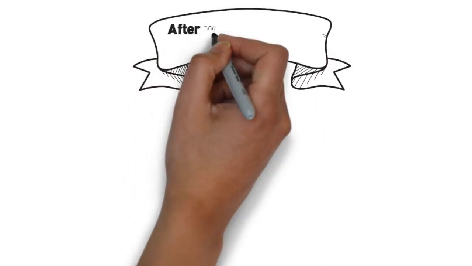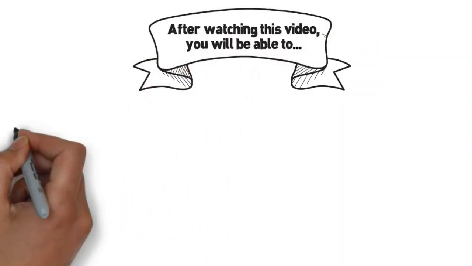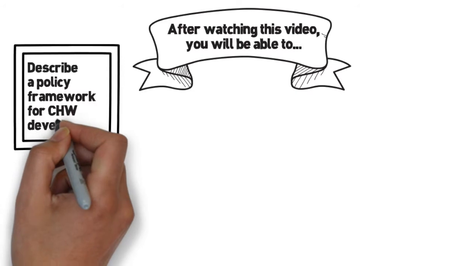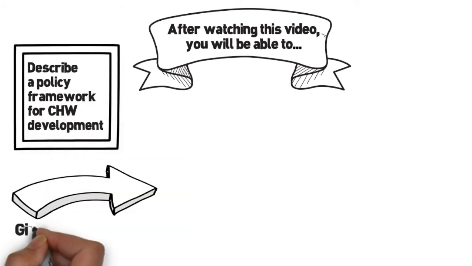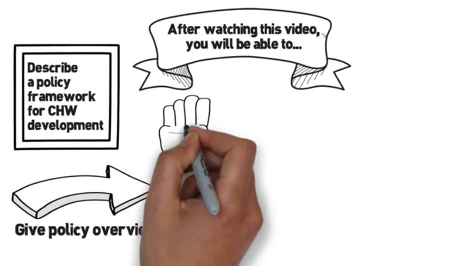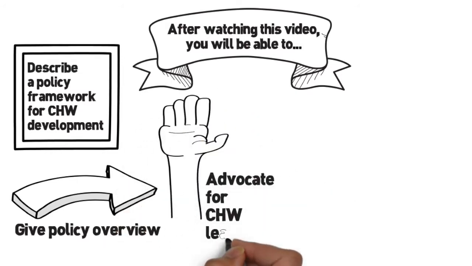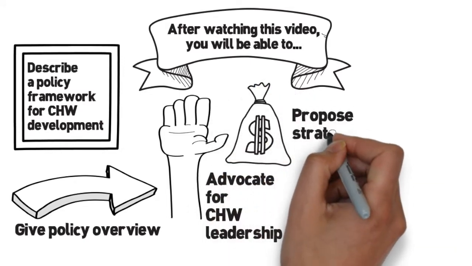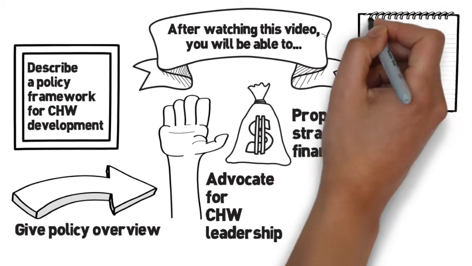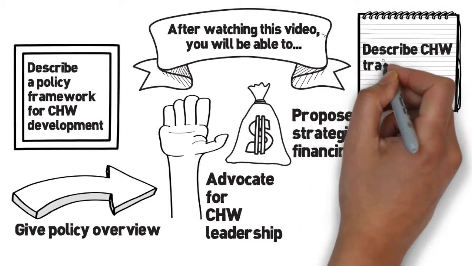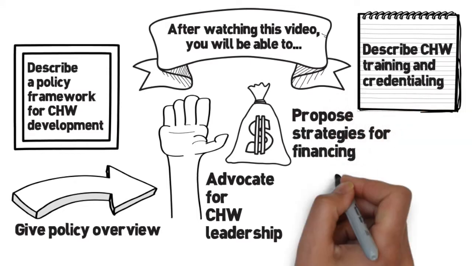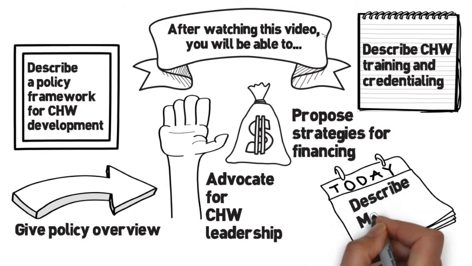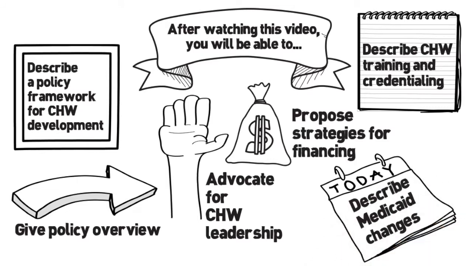After completing this learning activity, viewers will be able to describe a policy framework for a comprehensive approach to development of the community health worker field, give an overview of key policy issues facing states, advocate for community health worker leadership in developing policies impacting CHWs and their communities, propose strategies for sustainable financing for the employment of CHWs, describe qualities of training and credentialing policies responsive to unique qualities of the CHW workforce, describe recent changes to the Medicaid Preventive Services regulations as a financing mechanism for CHW services.